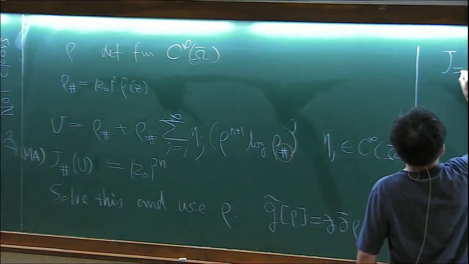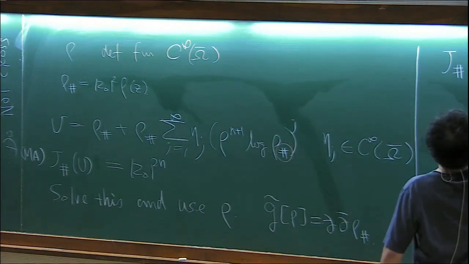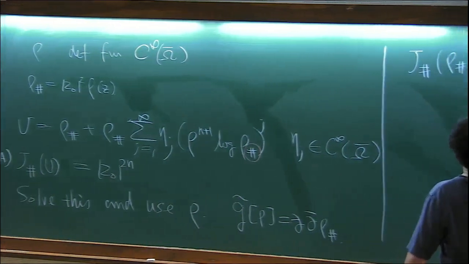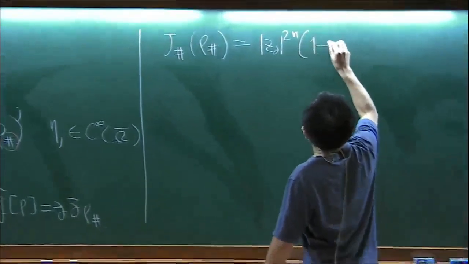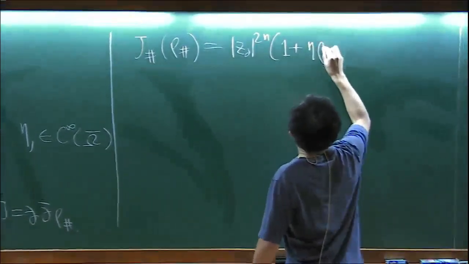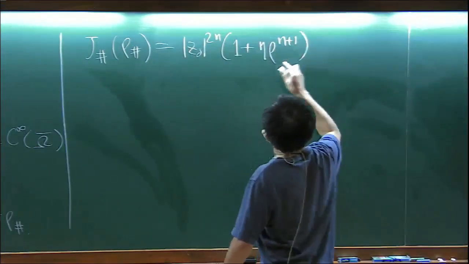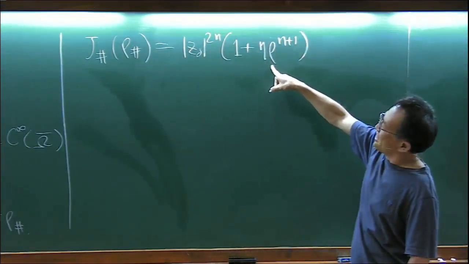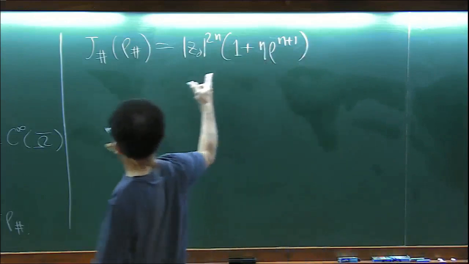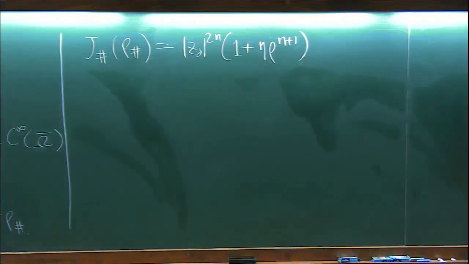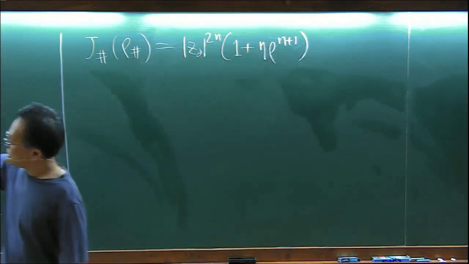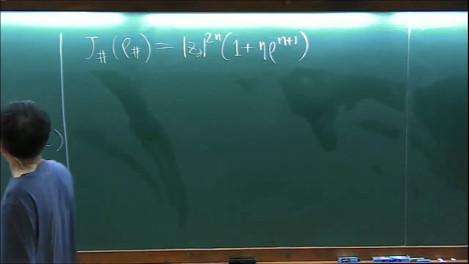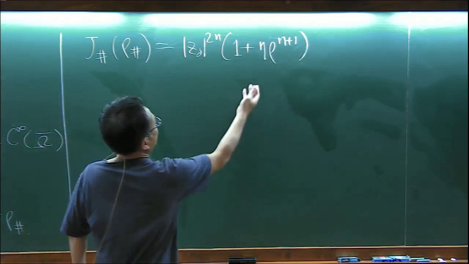So here is a little bit tricky part. If you just put this rho hash, it's not the solution. It gives 1 plus something times rho^(n+1). So some error should happen here. I use the same eta for here and here. This should be almost equivalent to the eta 1 here, plus higher order terms. So this is an error.